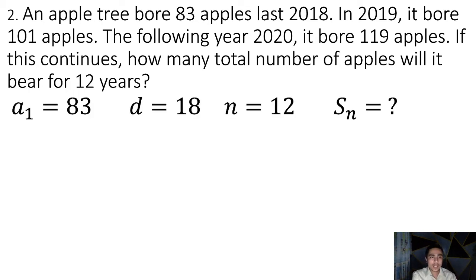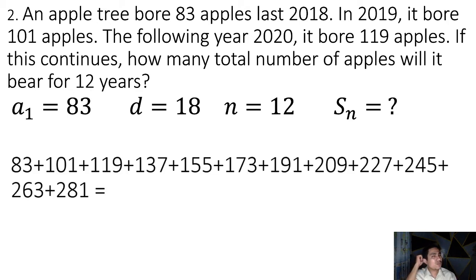So, ganun pa rin, given ang ating mga numbers, we have 83 as our first term. Common difference is 18, katulad ng kinuha na natin kanina. And this time, our n is 12. Kasi 12 years lang yung tinatanong. Ilan yung lahat ng naging apple, na naging bunga ng puno for 12 years. So, we are looking for S sub n or the sum. Okay? So, pwede rin ulit tayo magmano-mano. Yun nga lang, medyo matagal nga.